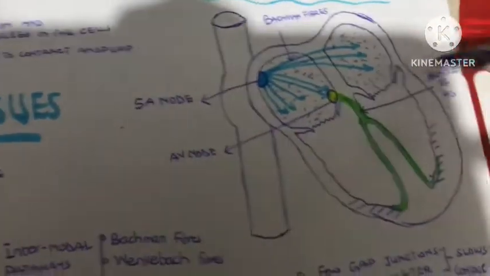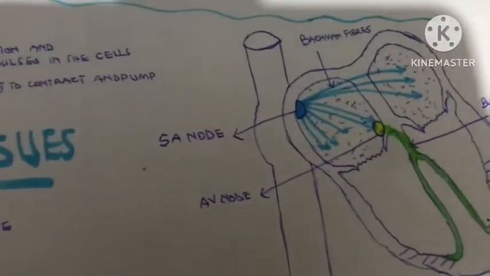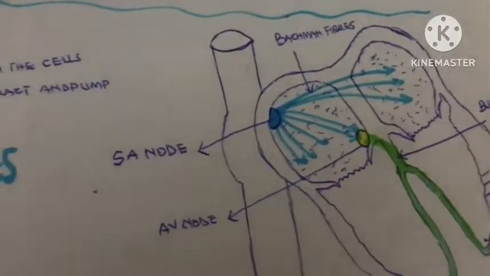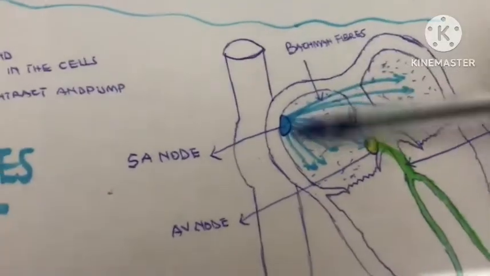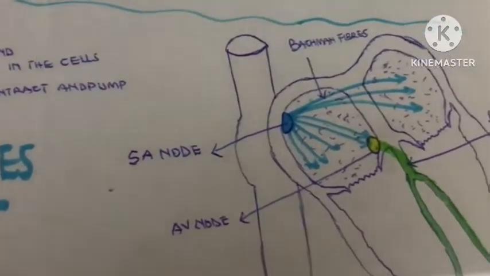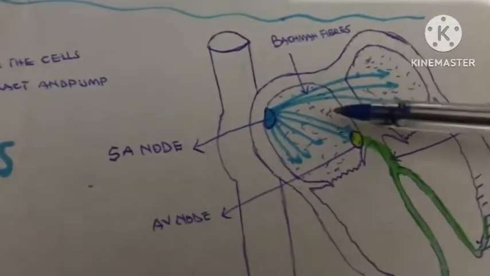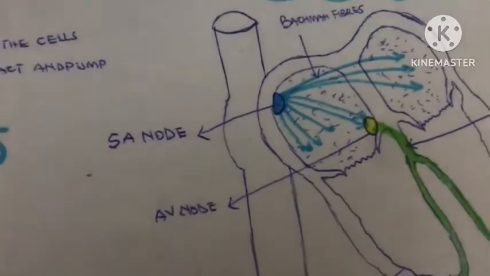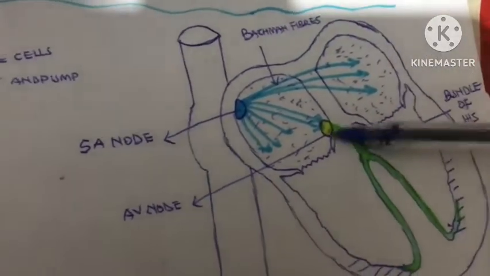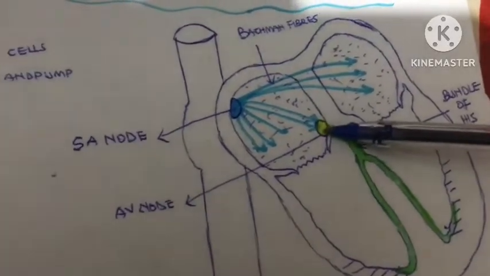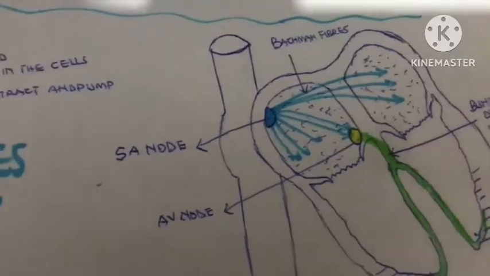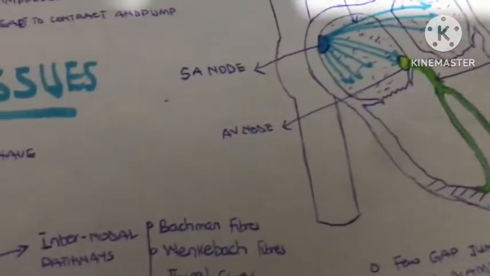The other nodal cells are also capable of generating their own electrical impulses, but their discharge is controlled by the SA node. So this SA node will send the electrical impulses to the AV node, and this AV node has few gap junctions.